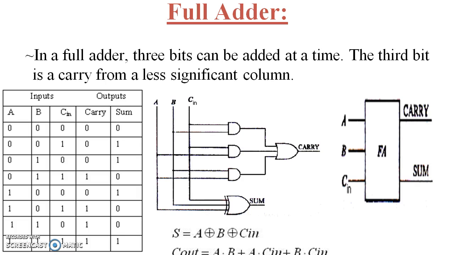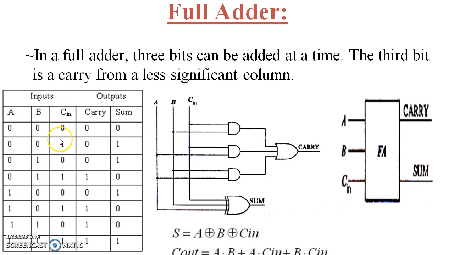To overcome the drawback of the half adder circuit, we develop a 3 single bit adder circuit called the full adder. It can add 2 1-bit numbers A and B and 1 carry in. Now let's concentrate on the truth table. Here these are the 3 inputs A, B and C in. 3 inputs mean a maximum of 2 to the power 3, that is 8 possible input combinations, that means 0 0 0, 0 0 1, likewise up to 1 1 1.